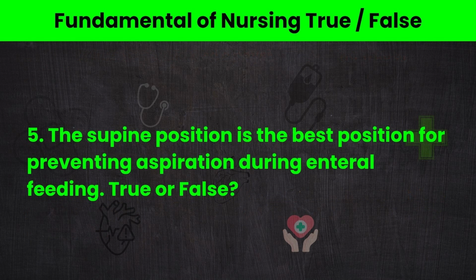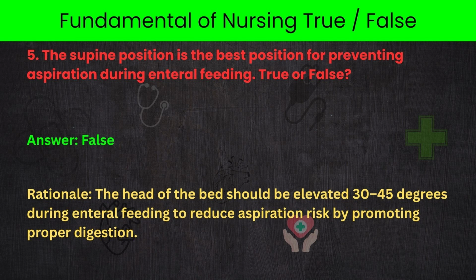5. The supine position is the best position for preventing aspiration during enteral feeding. True or false? Answer: false. Rationale: the head of the bed should be elevated 30 to 45 degrees during enteral feeding to reduce aspiration risk by promoting proper digestion.